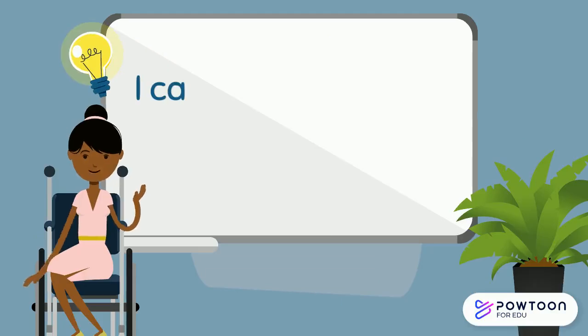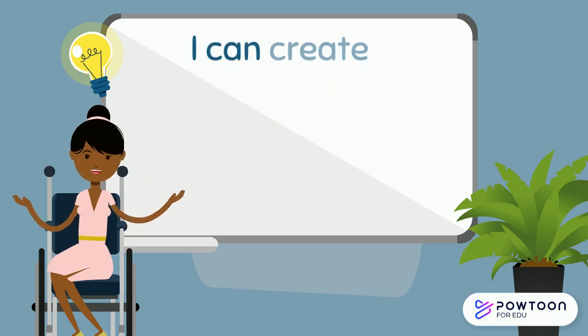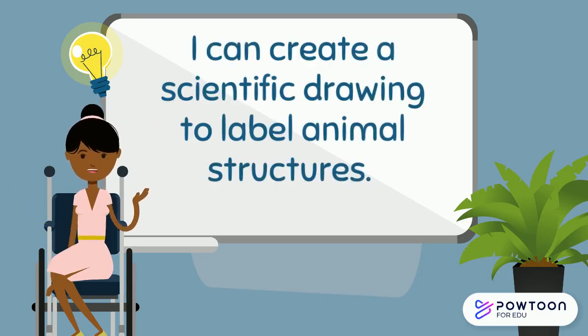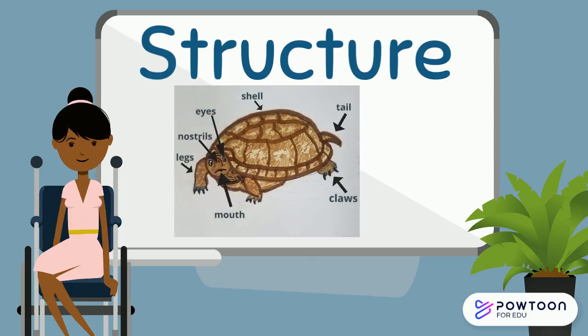They were, I can explain what structure means, and I can create a scientific drawing to label animal structures. Do you think that you can explain what structure means? It's how something is made up or put together. We talked about the structure of animals and we focused on their parts. We've looked at the structures or parts of two animals, a dog and a tortoise. Were you able to create your own diagram to show the structures of the tortoise? If so, you're ready for our next lesson.